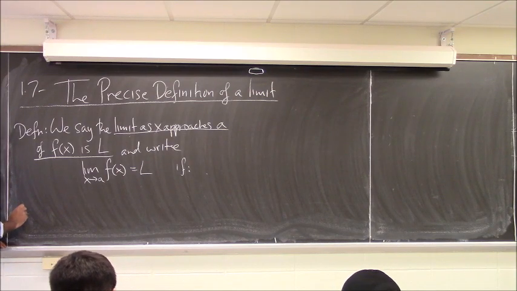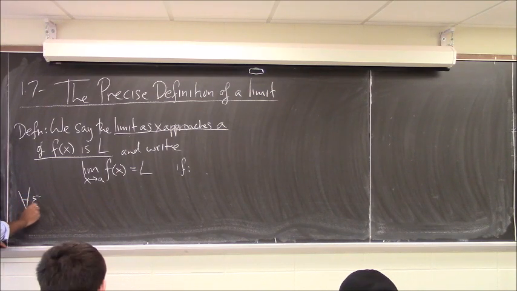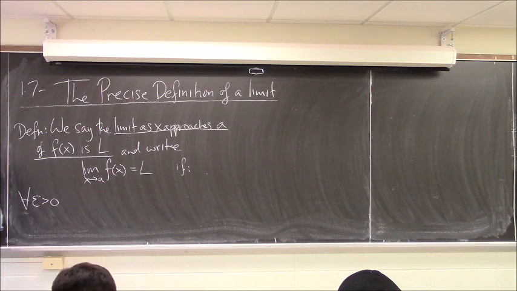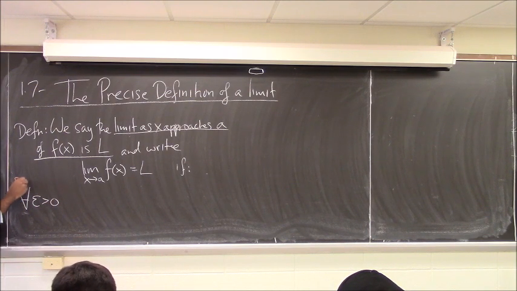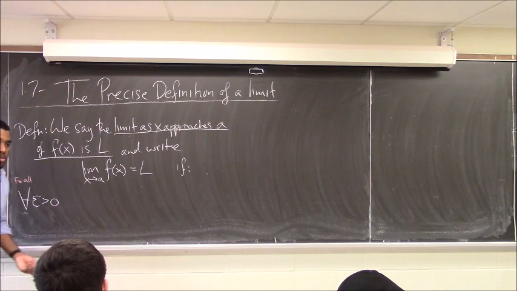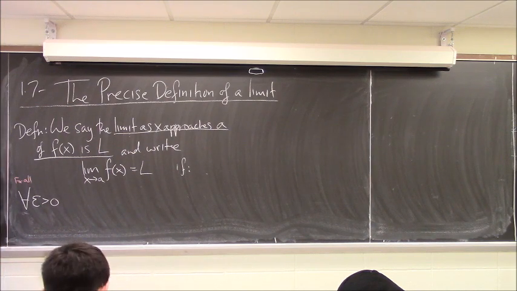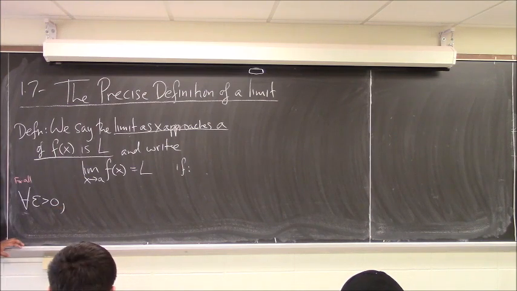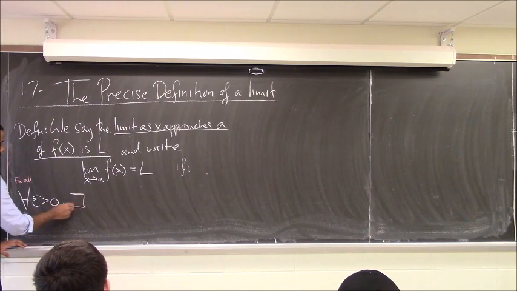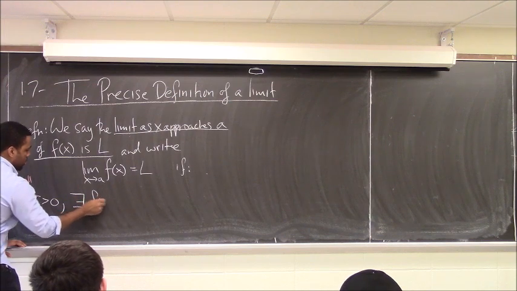Start to write some symbols here. For all epsilon greater than 0. So this upside down A, it's a mathematical symbol that means for all, for every, for each. So it's a universal quantifier. For all epsilon greater than 0, there will exist a delta greater than 0.